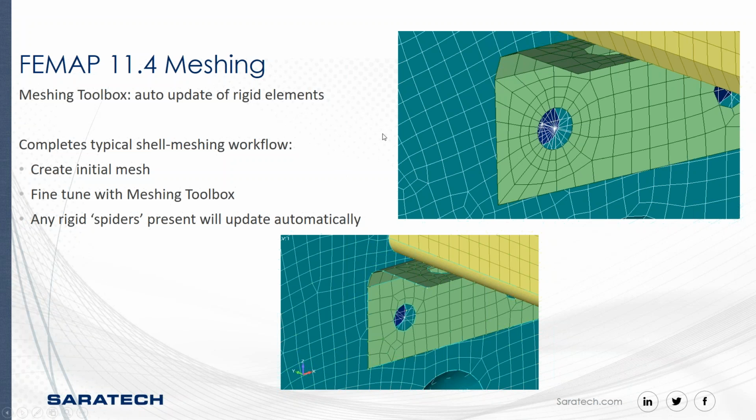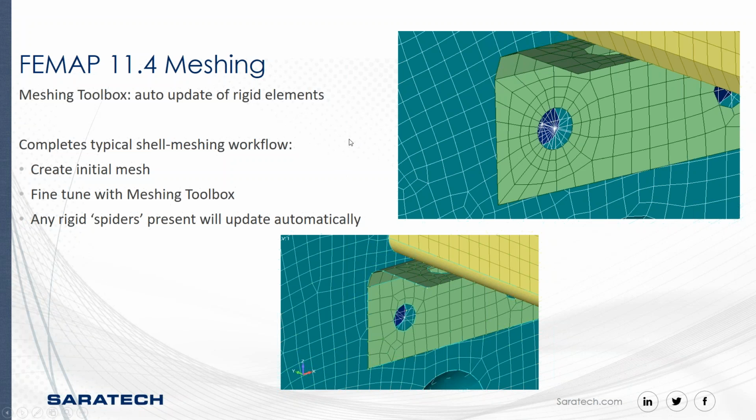When you go and increase the fidelity or the mesh density around these curves, you'll add nodes that define this through hole. And as you do that, an RBE2 element will be created automatically. So let me show you this.